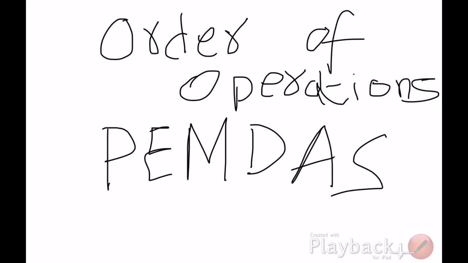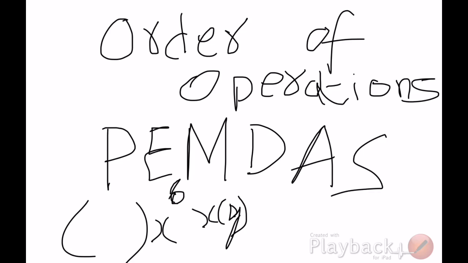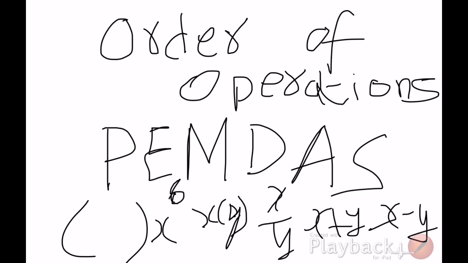So once again, parentheses, exponent, something like x power 6, multiplication, x times y, and division, x divided by y, x plus y, and x minus y. So this is the operation. Whenever you have something in the parentheses, it goes first, and then the exponent part, and then the multiplication, division, and addition and subtraction.